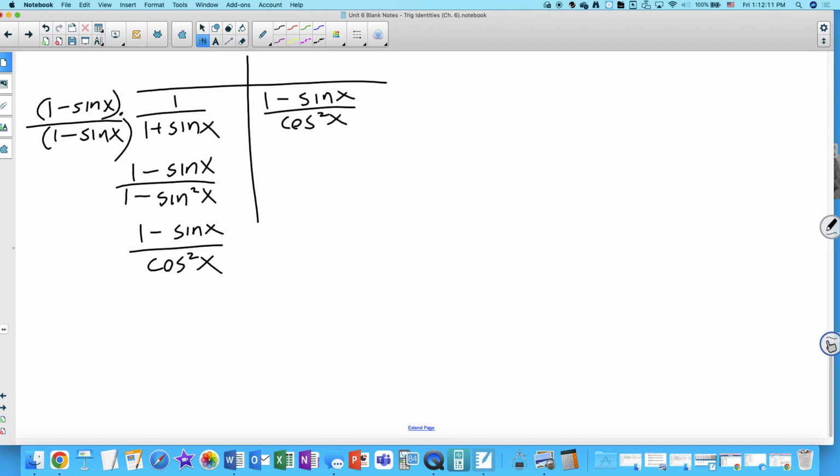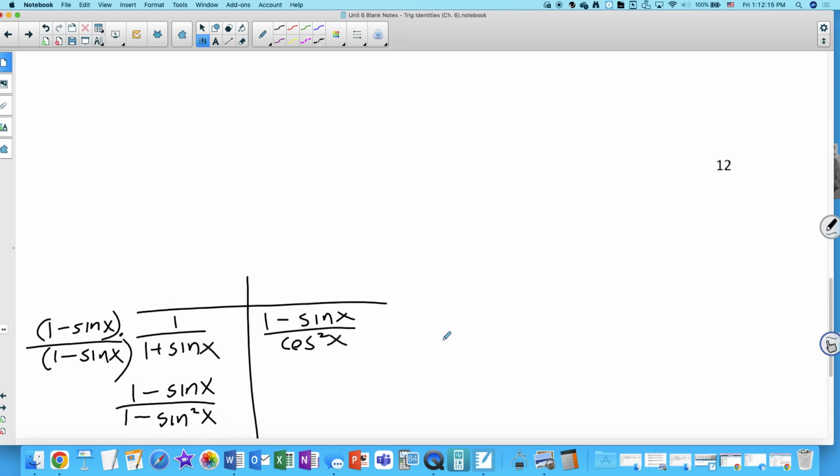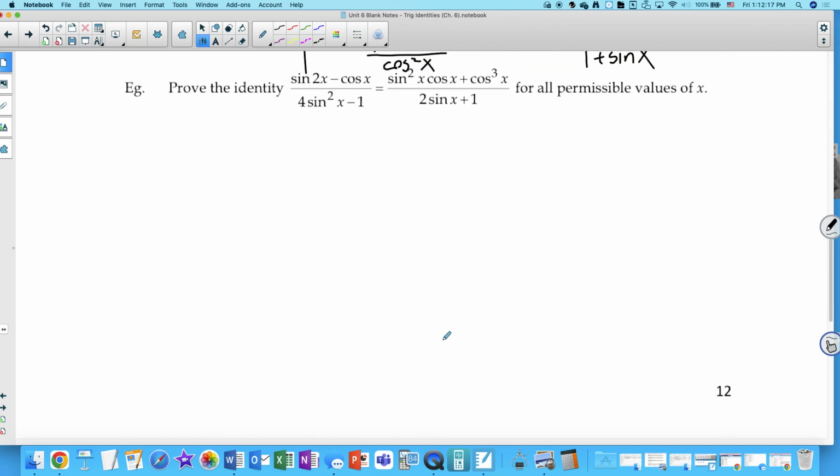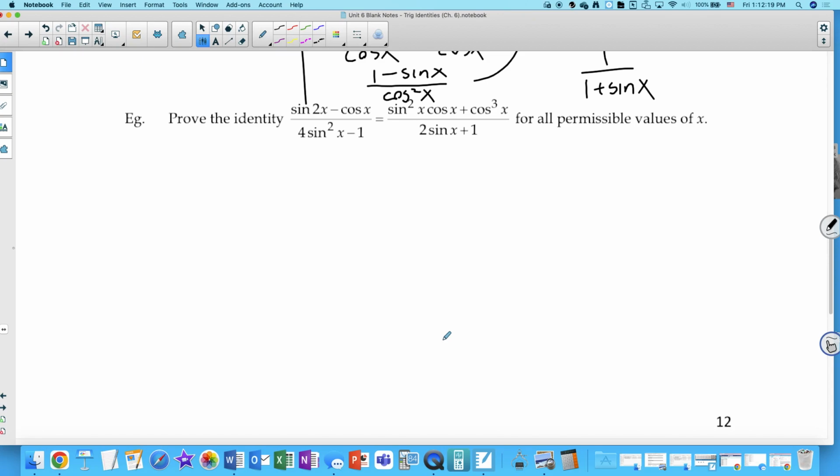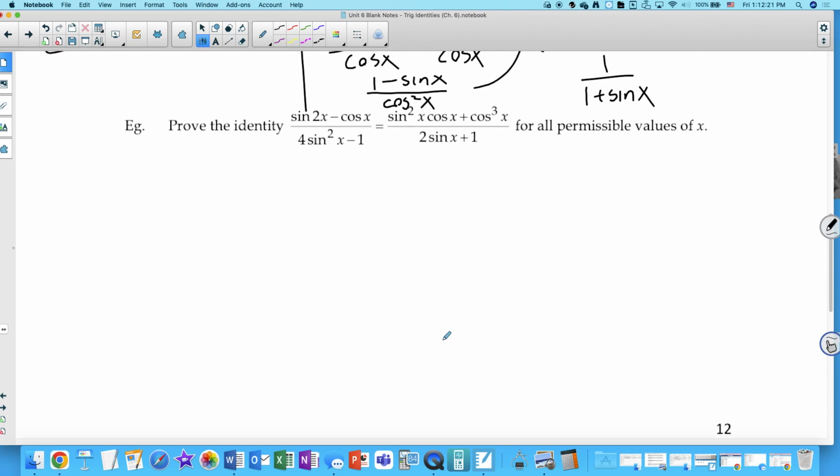Okay. All right. You guys ready for the last question of the day anyway? All right, so prove the identity (sine 2x minus cos x) over (4 sine squared x minus 1) equals (sine squared x cos x plus cos cubed x) over (2 sine x plus 1) for all permissible values of x. Okay. So there's a lot that we can do here.